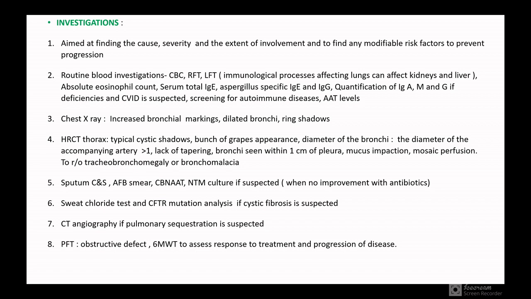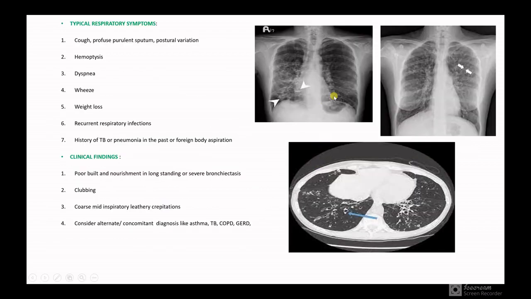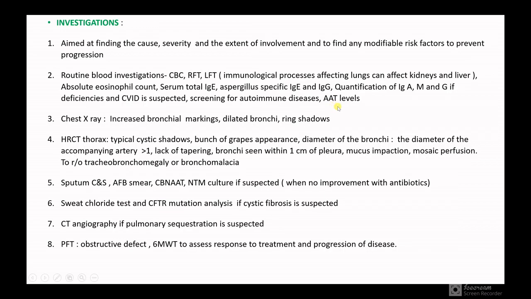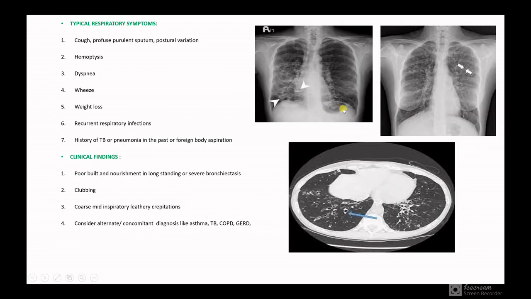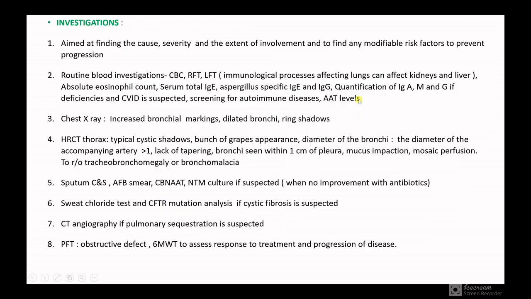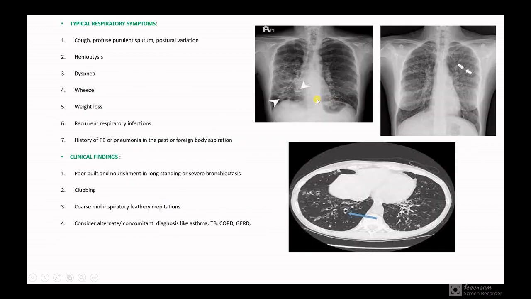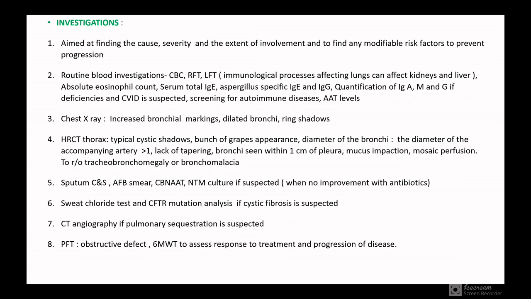Now the chest X-ray, which I have shown already. Once again I will show the increased bronchial markings. You can see the arrows, dilated bronchi, and the ring shadows. There are two X-rays here. Now the HRCT, high resolution thorax CT. In the image below you can see the grape-like appearance and the dilated bronchi, with the arrow marking.